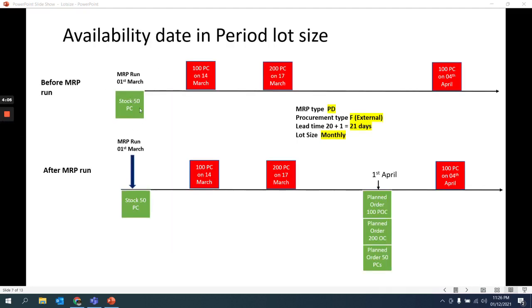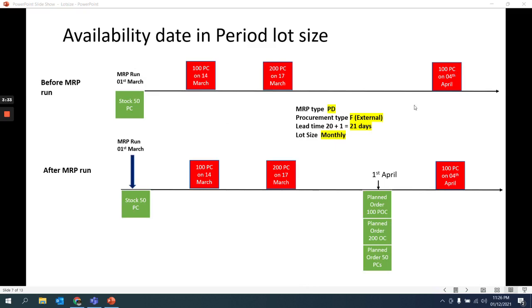Consider this example where we are at the beginning of the March month. We have warehouse stock of 50 numbers. On 14th March, we have 100 pieces of sales demand. On 17th, we have 200 numbers. On 4th, we have 100 numbers. The MRP type we are going to use is PD and the procurement type is F. The total lead time is 20 plus 1. That means the planned delivery time is 20 days and the GR processing time is 1 day, total 21 days. The lot size we are going to use is monthly.